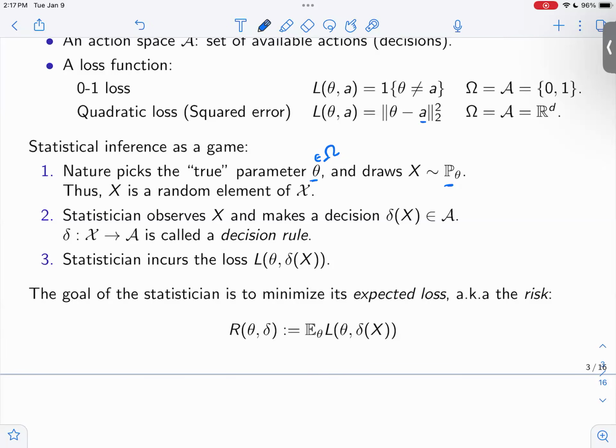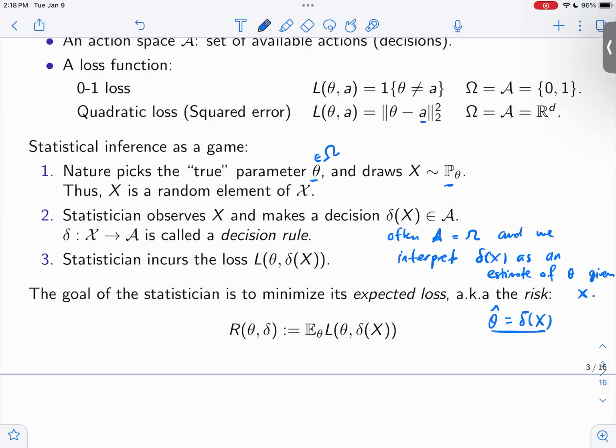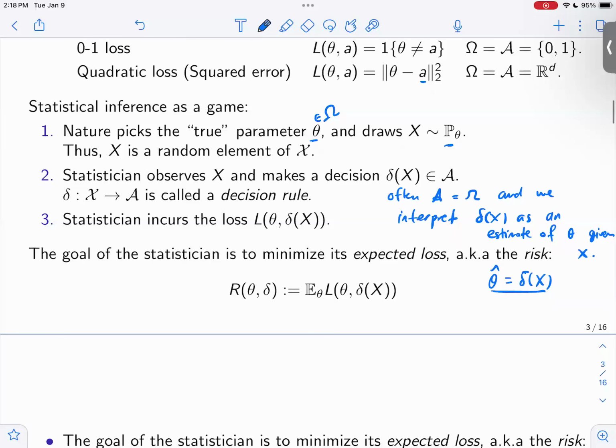The A could be any action space. For us, it's going to be just the same as the parameter space, so often A is just omega, and we interpret delta of x as an estimate of theta given x. So that would be my estimate. Sometimes I write it as theta hat, so theta hat equals delta of x if you want. But this is not necessary for the general problem.